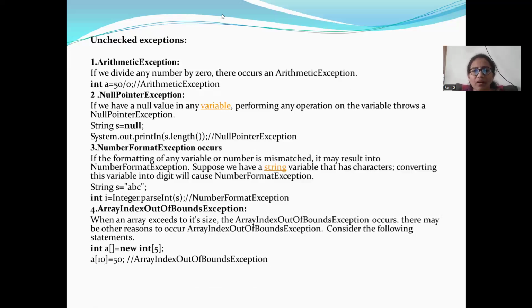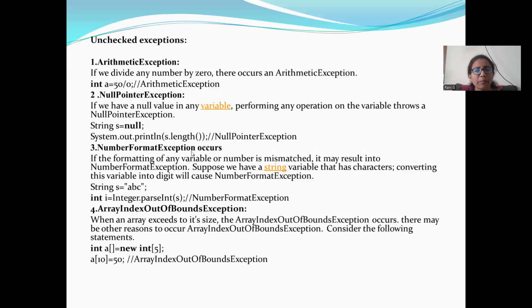So in a program, these are all nothing but unchecked exceptions. These are the different types of exceptions that will be handled in exception handling by using this try catch block. So arithmetic is nothing but whenever we are dividing a number by 0, at that time we'll cause that arithmetic exception. Next, null pointer exception is nothing but whenever we are declaring the variable as null and performing some operations on that particular variable, it throws a null pointer exception.